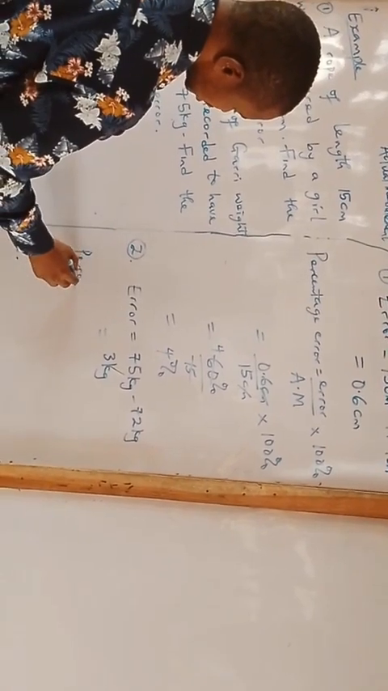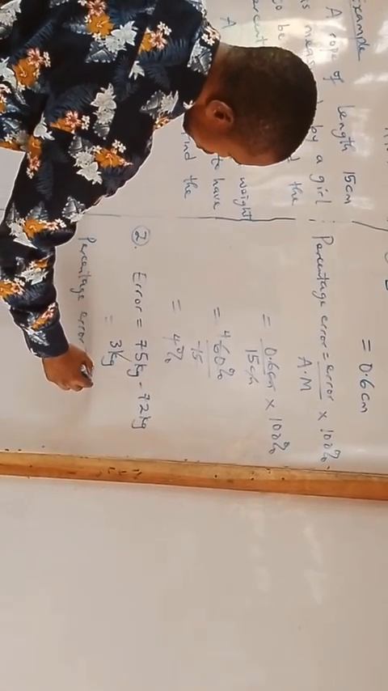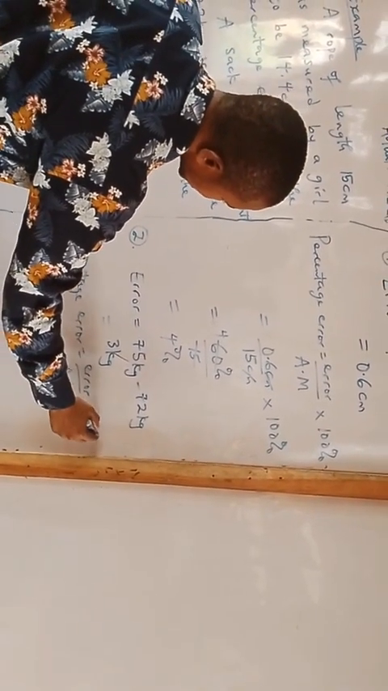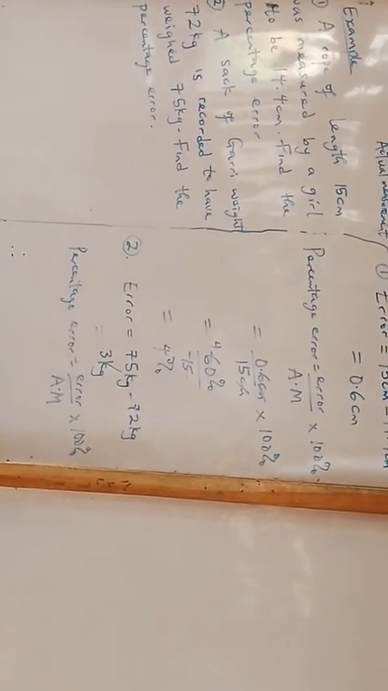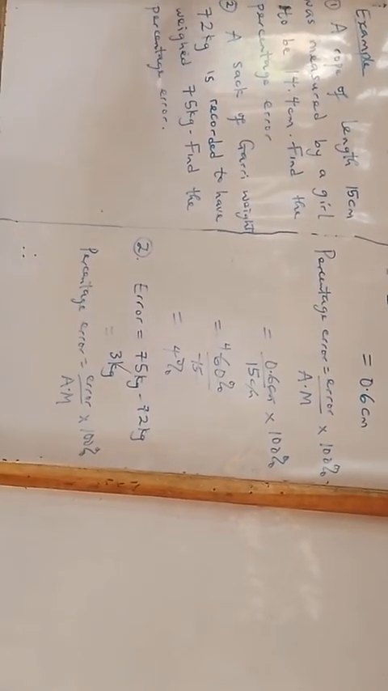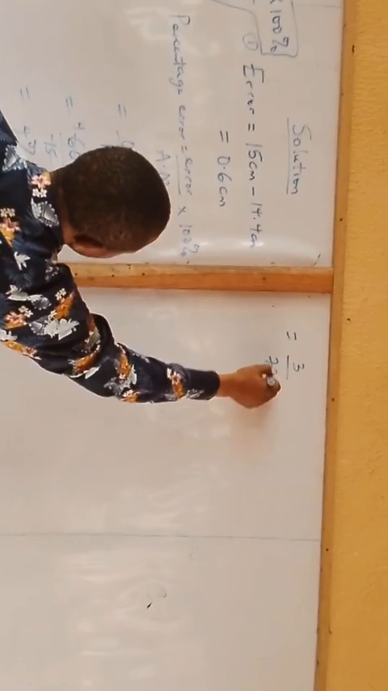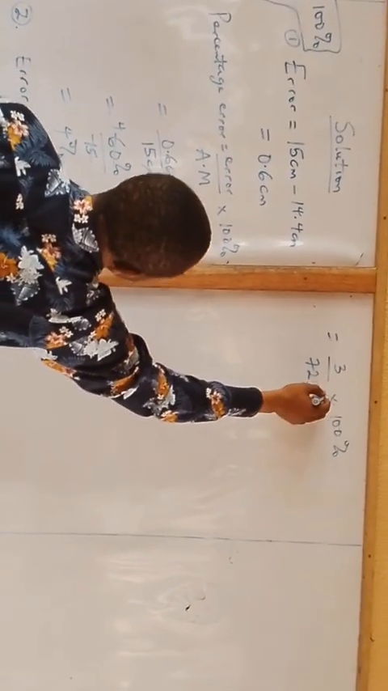So we are going to calculate the percentage error. Percentage error is equals to error over actual measurement times 100%. If you look at this question critically, you will discover that the actual measurement here is 72 kilogram. So you are going to have 3 over 72 multiplied by 100%.